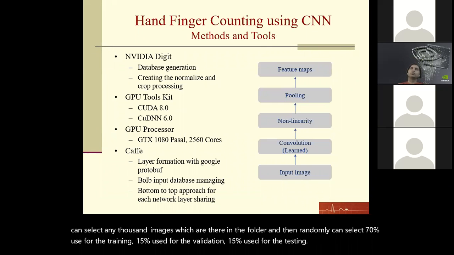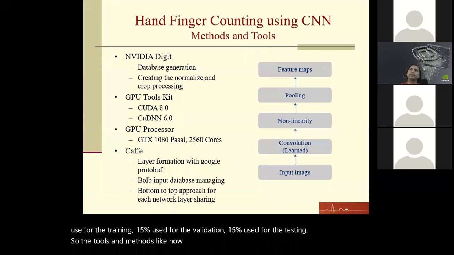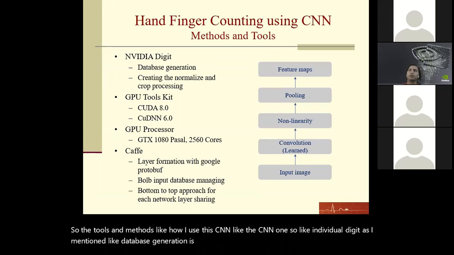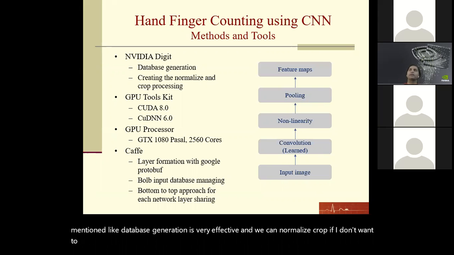So, tools and methods: how I use this CNN. NVIDIA DIGITS, as I mentioned, is very effective for database generation, and we can normalize and crop. If I don't want to use the same size, I can crop the images. I use a GPU because I want to train an effective model quickly. That's why I'm using GPU tools.